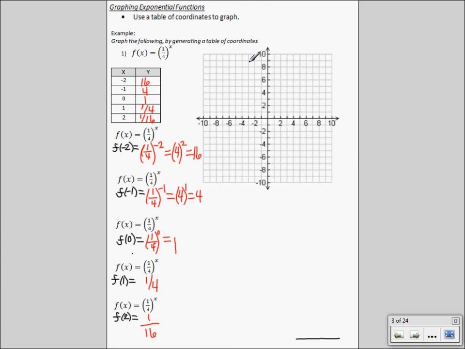Now if we plot our points, we can't plot the -2 because we don't have a -16 for the y. We can plot the -1 up 4, so -1, 4. Then 0, 1 is the next point. The point for 1, 1/4 is going to be somewhere about right there. And then 2, 1/16 is even lower. So essentially, the graph of an exponential function, particularly for this one, is going to look like that.